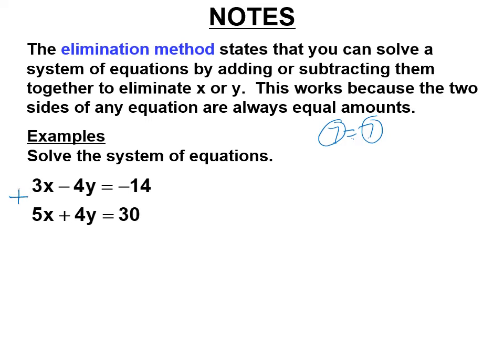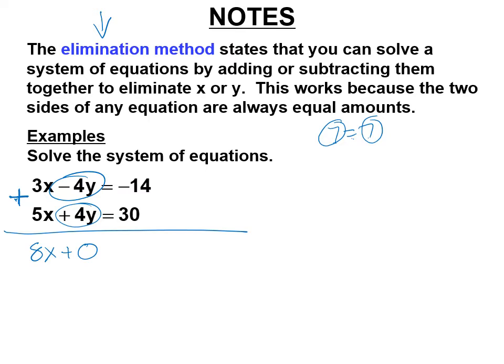So we're going to write a big plus sign here, and we're going to write a big line underneath them, and we're going to add them together. Let's see what happens here. Well, 3x plus 5x, 8x. Now we have negative 4y, because that minus has to go with the 4y. Negative 4y plus, we're adding, positive 4y. Well, what's that? For any value of y, that's 0. What happened to the y? It's been eliminated. This is the elimination method, okay?